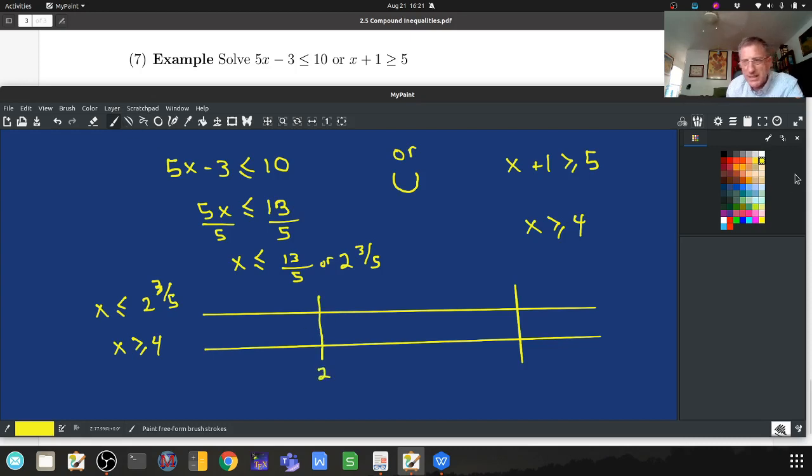So I'm going to say that right here is my 13 fifths, or 2 and 3/5. I think I said 3/3, 3/5. So that's this point right here. And over here, this is 4. So let's do x greater than or equal to 4. So 4 is included. It's everything up here. And down here, x is less than or equal to 2 and 3/5.